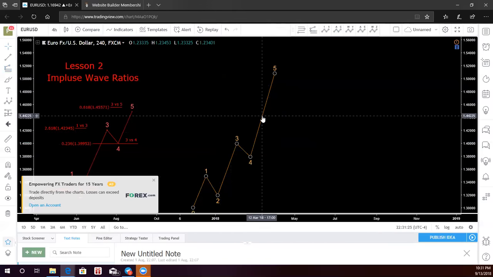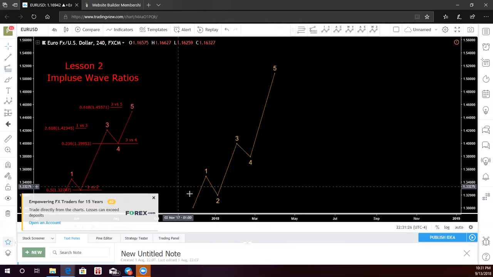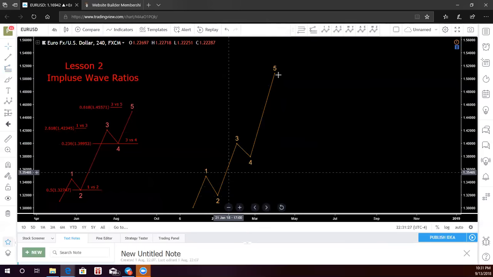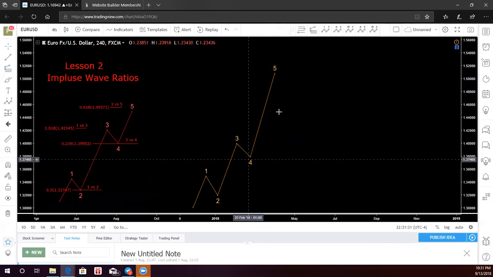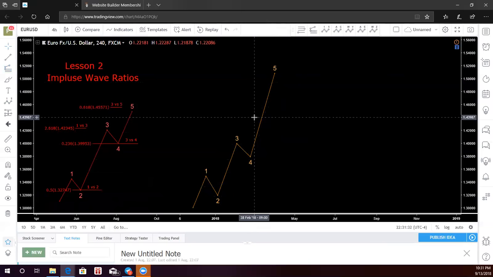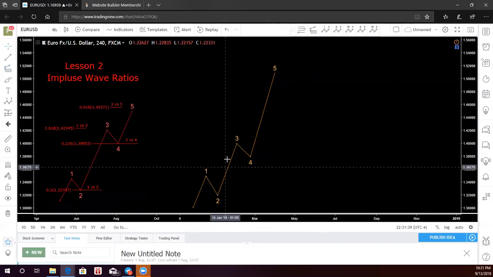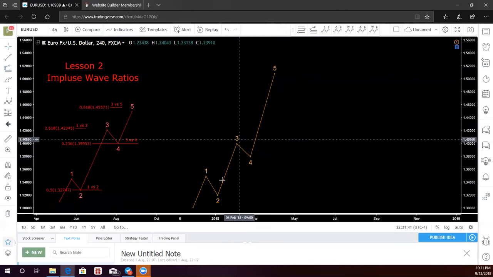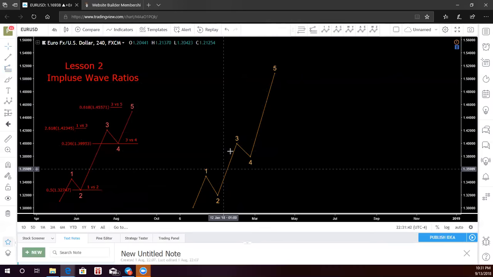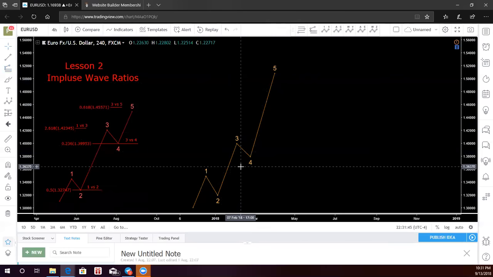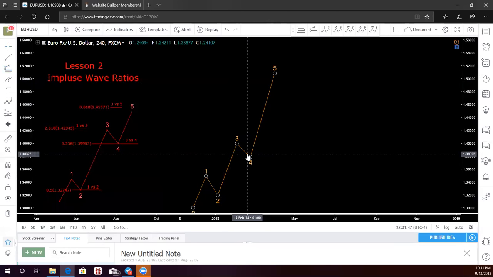And normally, whenever you have an extended wave, the subwave of that primary wave is going to be the same extended wave. So if wave 3 is an extended wave, subwave 3 of primary 3 is going to also be extended, but rarely are subwaves ever extended.